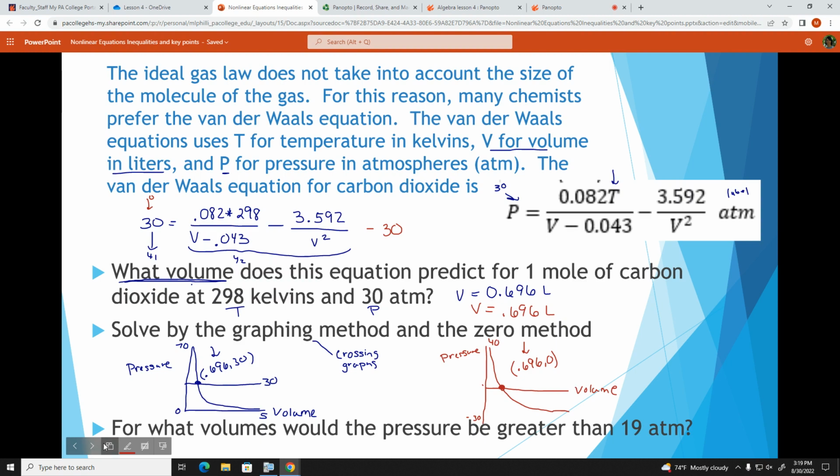For my new question, I'm going to switch pen colors again. This time we'll go purple. In my new question, it says, for what volumes would the pressure be greater than 19? So pressure was the P in the formula, and I'm going to put in 19, which will show me when it's exactly 19. Okay. In my calculator, I'm going to get rid of this -30 that I have in there because that was not part of the original formula. That was something I used.